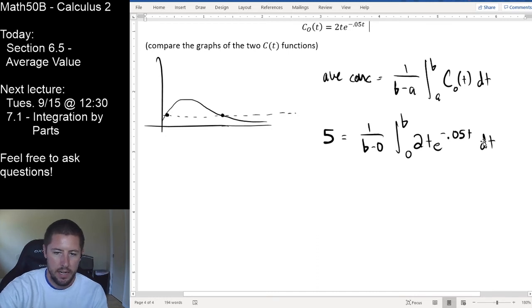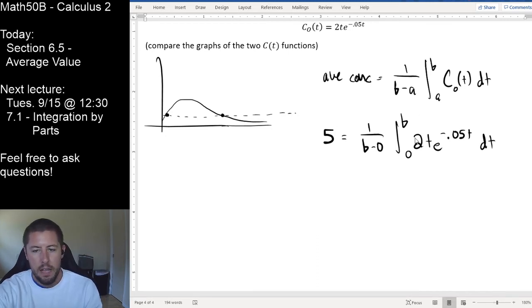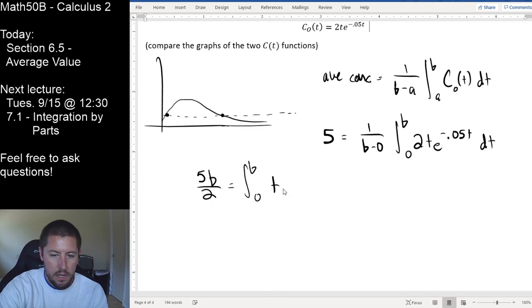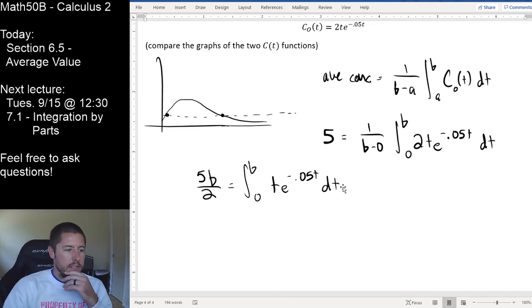So same deal as last time. I am thinking to myself, I would like to divide this 2 away. It's just a constant multiple, so this will be a 5 over 2. And I'm also going to multiply both sides by b to move this over here. So I'm thinking 5b over 2 is equal to the integral from 0 to b of t e to the negative 0.05 t dt.